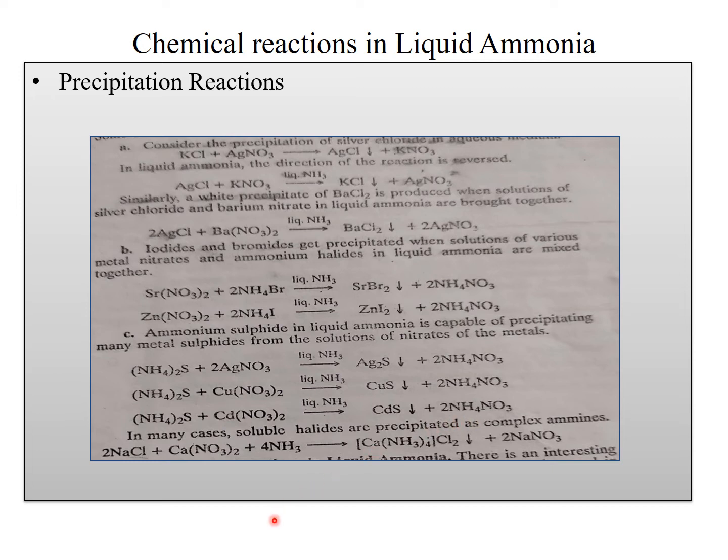In many cases, soluble halides are precipitated as complex amines. An example is 2NaCl reacting with calcium nitrate and ammonia to form [Ca(NH3)4]Cl2 plus 2NaNO3.